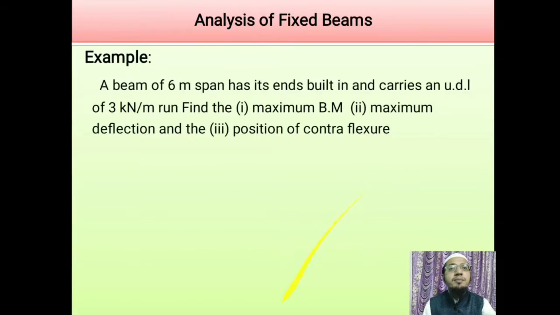You can see a fixed beam of 6 meter span has its ends built in. Built in means it's fixed or rigid, and carries a UDL of 3 kilonewton per meter run, that is over the entire span. We have to find first maximum bending moment, where it should occur, we'll see. Second, we have to find maximum deflection.